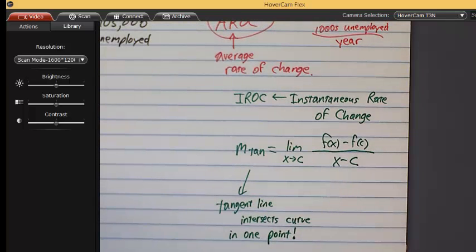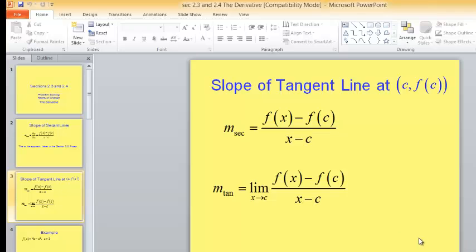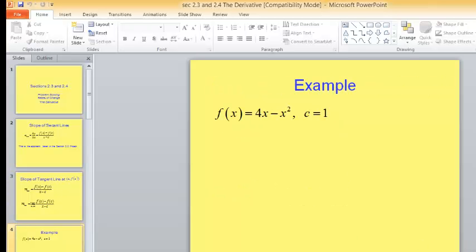So I want to give you an example. Now, here's an example. Let's take the function 4x minus x squared. I'm going to give you a value for c. c equals 1. And I'm going to go ahead and try to do a computation here. What does c stand for? Does it matter? Well, yeah, it does. c is going to be the point of tangency, the x-coordinate of the point of tangency.